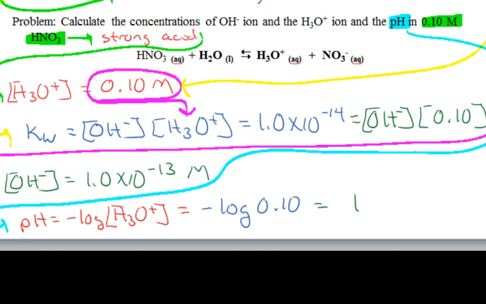We have nitric acid. It's an acid. We should have an acidic pH. A pH of 1, any pH less than 7 is acidic. So pH equals 1 makes sense. Always make sure that your answer makes sense. Okay, let's go and look at some problems when we have strong bases.